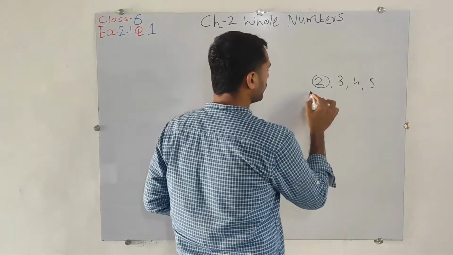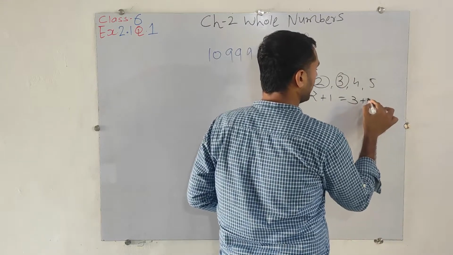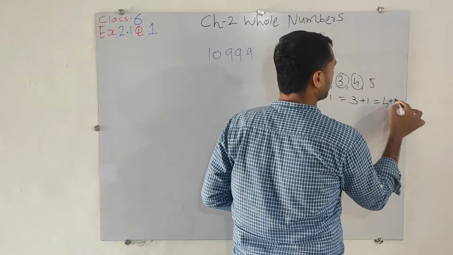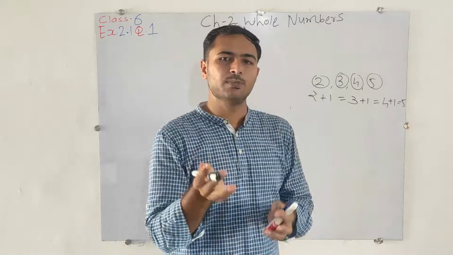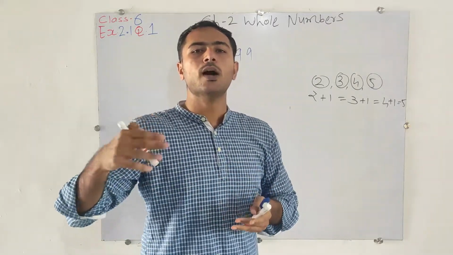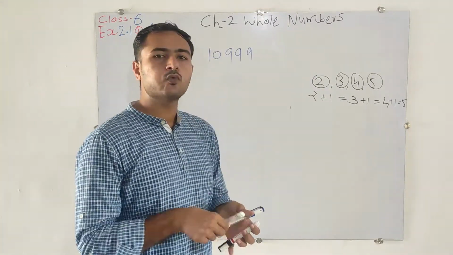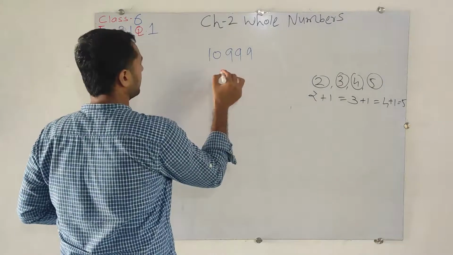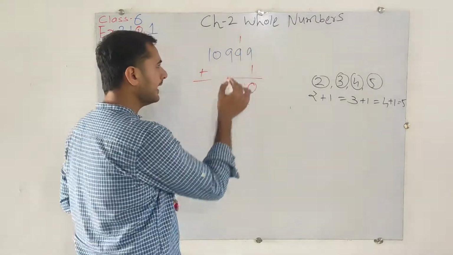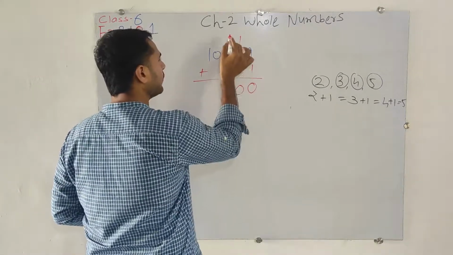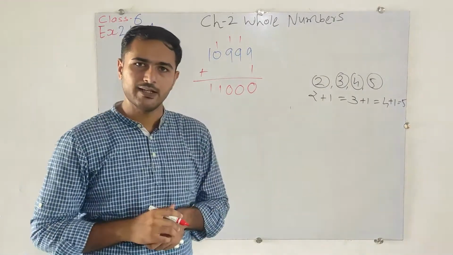Simply here what we did: 2 plus 1 is 3. Now again 3 plus 1 is 4. And again 4 plus 1 is 5. This is really easy for identifying the next number. Each and every time we will add 1. So here we have 10,999. To find the next number, I will add 1. So 9 and 1 is 10, carry 1. Again 9 and 1 is 10, carry 1. 9 and 1 is 10, carry 1. That is 11,000.